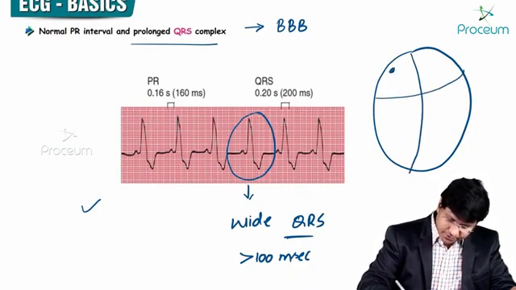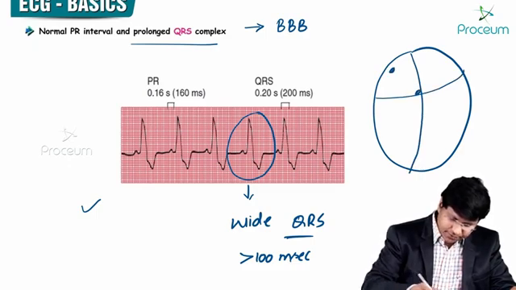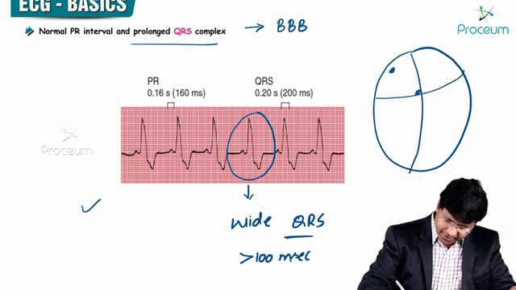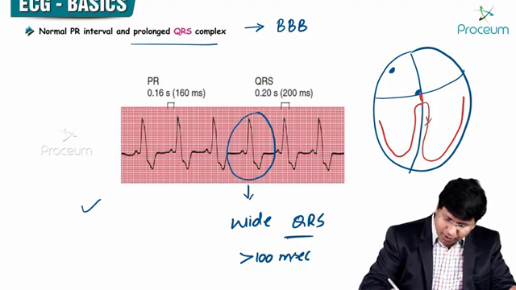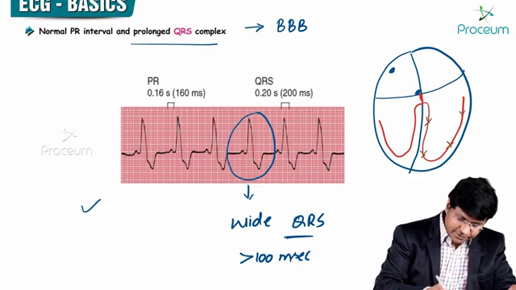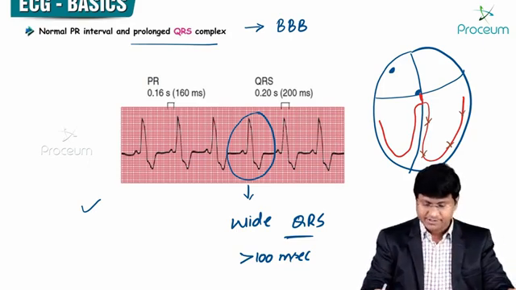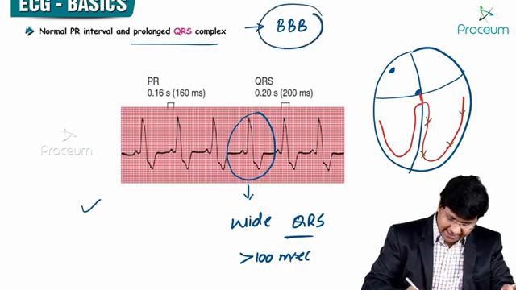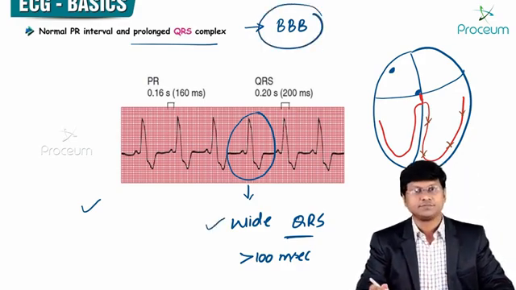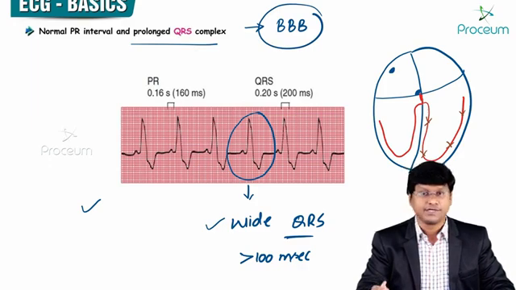This is your SA node and this is your AV node, and you have the bundle of His, and then you have the right bundle branch as well as the left bundle branch. Now, if there is a block in any of these bundle branches, then in such a case, in bundle branch block, you will have this wide QRS complex.